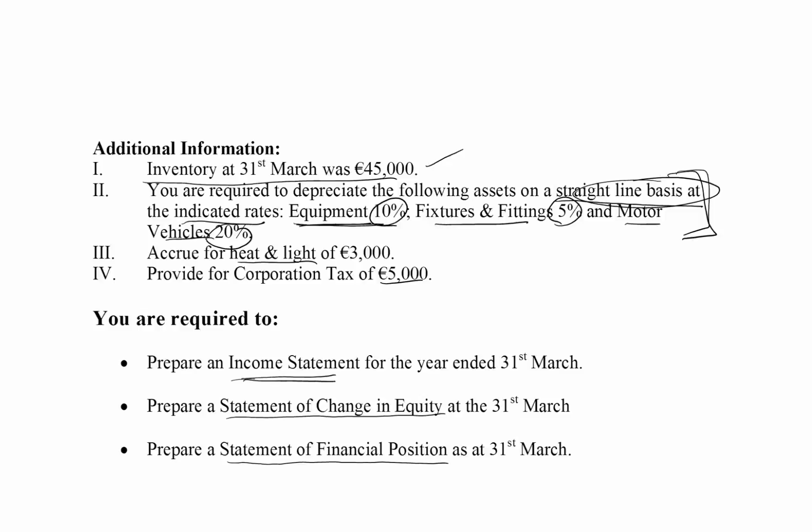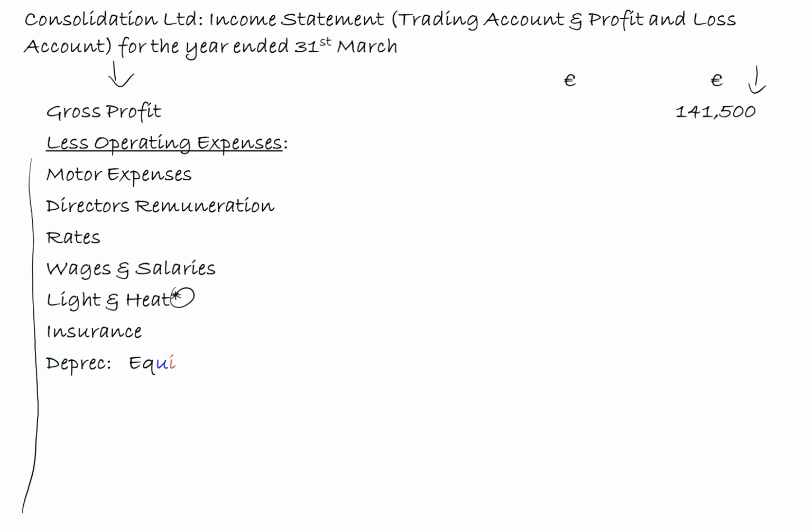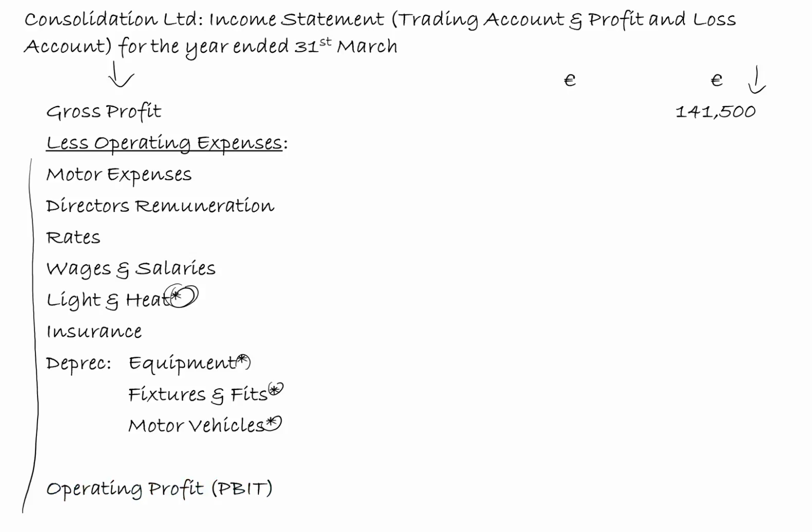So I'm just going to put those figures in now. So I'll have depreciation of the equipment, the fixtures and fittings, and the motor vehicles. Now, I've just put a little asterisk on these figures as well, just to show that these figures I had to calculate. Like with the light and heat, I had to adjust the figure. So when I have all those figures in, I'm going to add them up and take them away from the gross profit to get my operating profit, or profit before interest and tax.